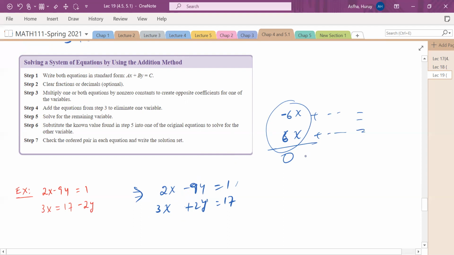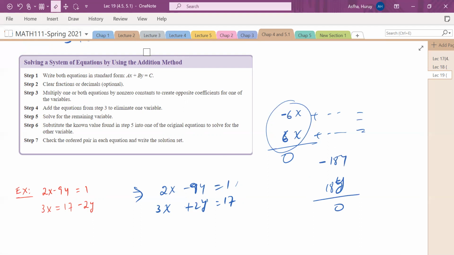So multiply the first equation by 2, and you will get -18y, and multiply this one by 9, you will get +18y. Okay, and if you add this one, again you get 0. So that's what we are going to do here.